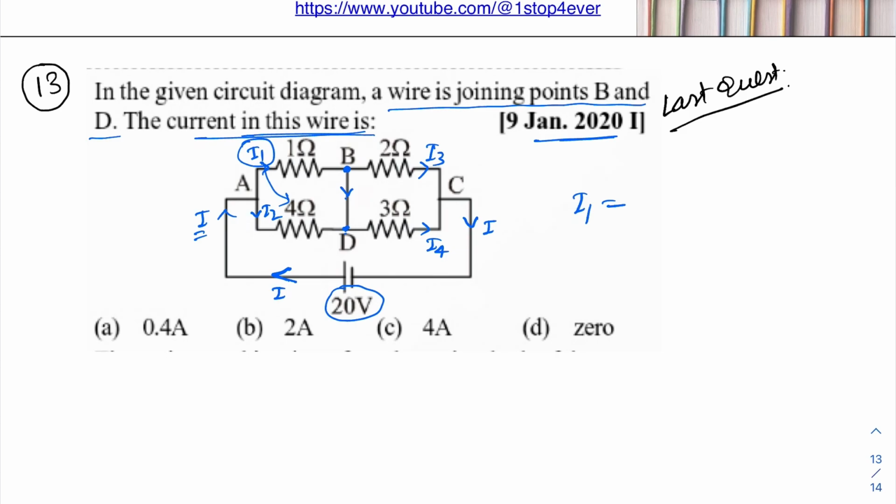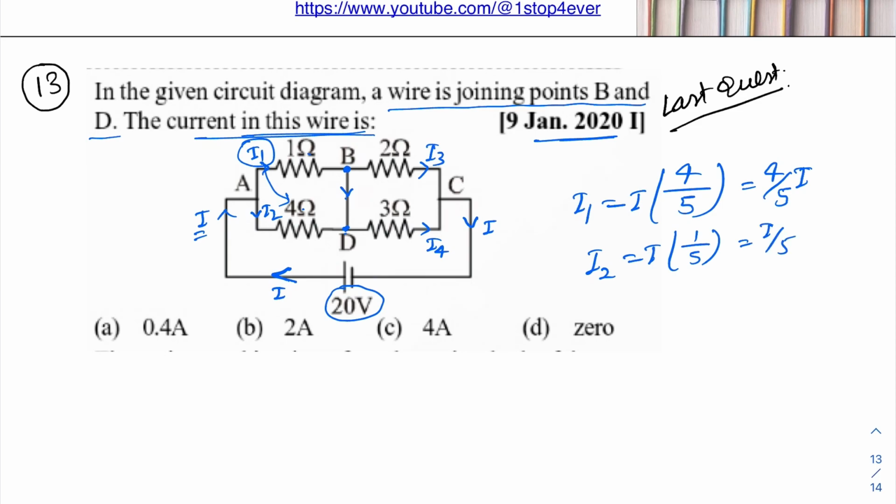So what is total current? I. So I1 will be I into 4 upon total resistance 4 plus 1, that is 5, so 4 by 5 into I. Okay, what will be your I2? Similarly but reverse, I2 will be I into what is the parallel? 1 by 5. So I by 5 ampere.